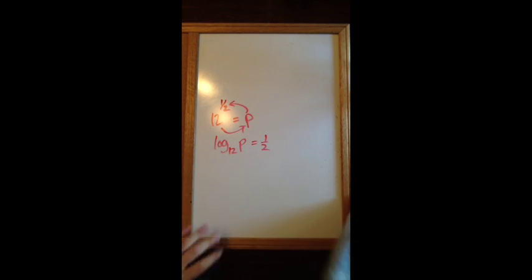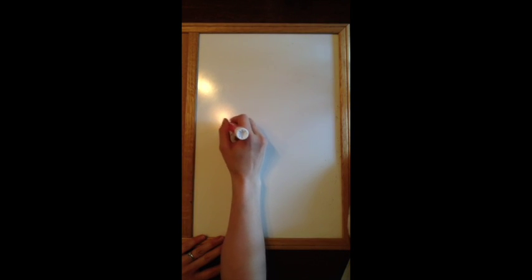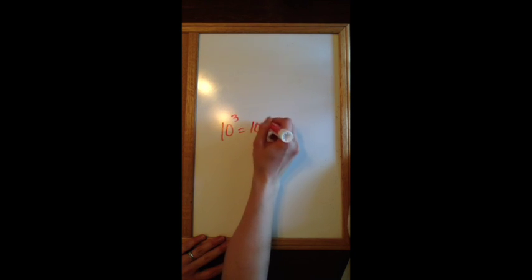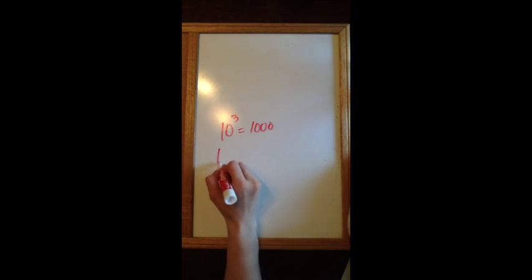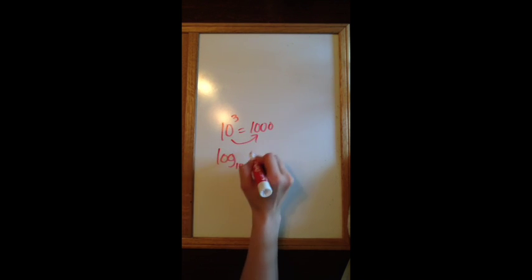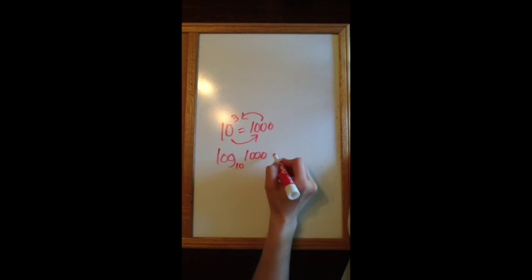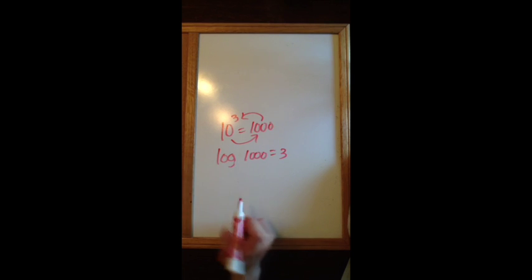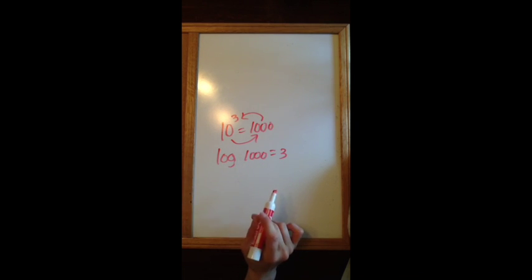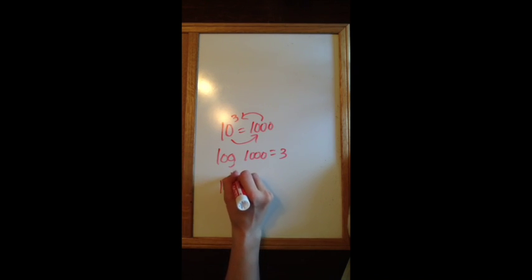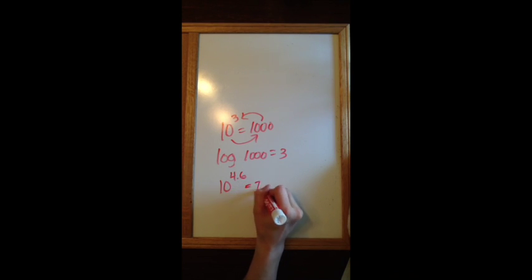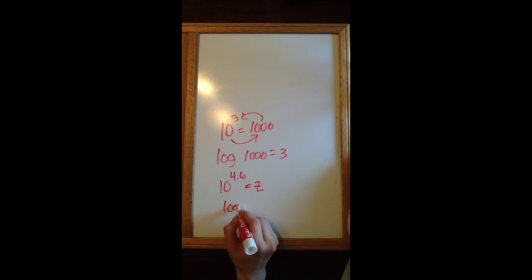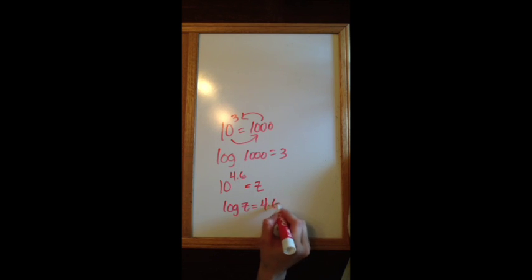Now we have a special base where we drop the base that we write. If I have 10 cubed equals 1,000, instead of writing log base 10 of 1,000 equals 3, we just end up dropping the 10, so that it's just log 1,000 equals 3. If I give you 10 to the 4.6 equals z, I would have log z equals 4.6.